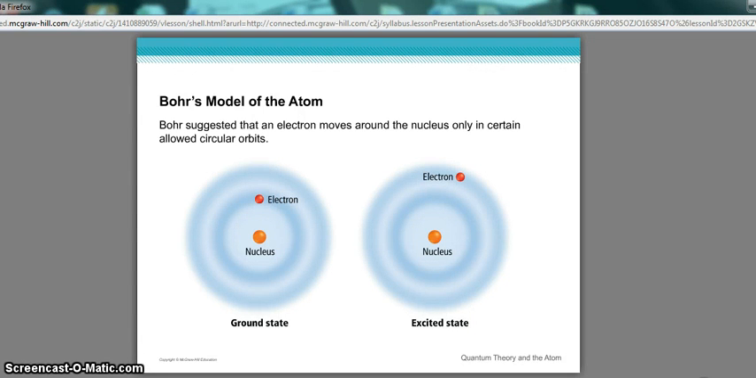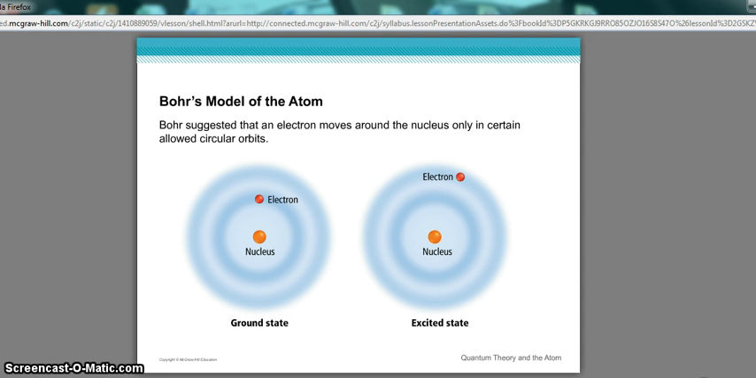Okay, so moving on with the model of the atom. After Max Planck and Einstein and everyone was trying to figure out what's going on inside the atom, a scientist named Niels Bohr, who actually was working with Ernest Rutherford, came up with a new model of the atom that he thought explained why electrons did what they did. And he basically said that electrons move around the nucleus only in certain allowed circular orbits.